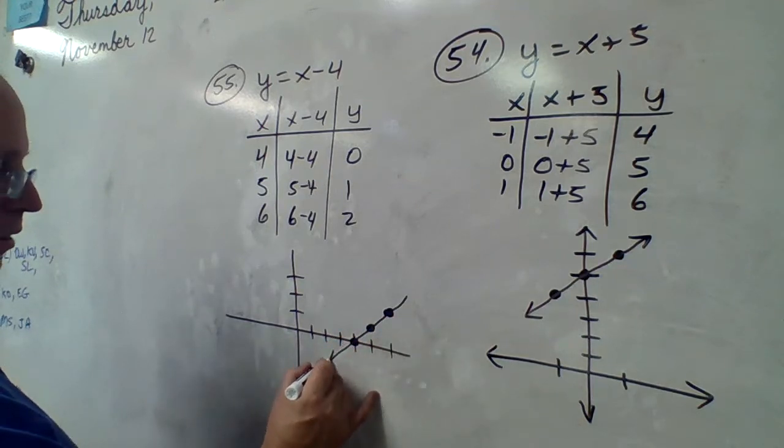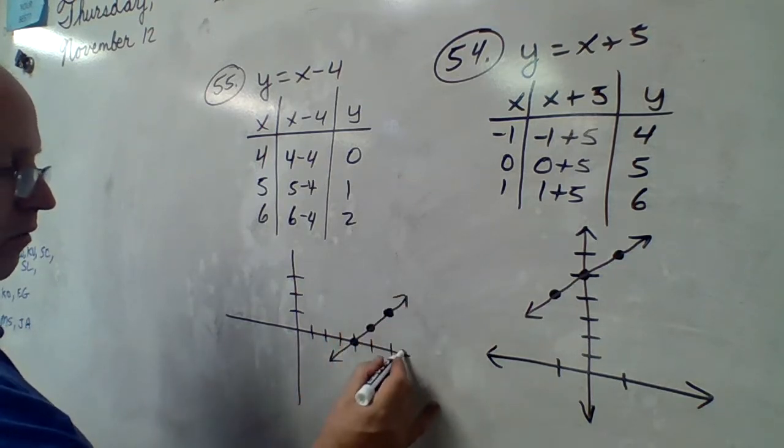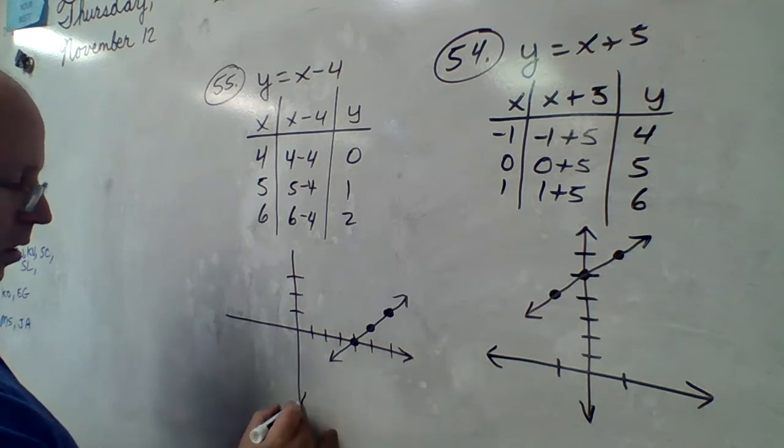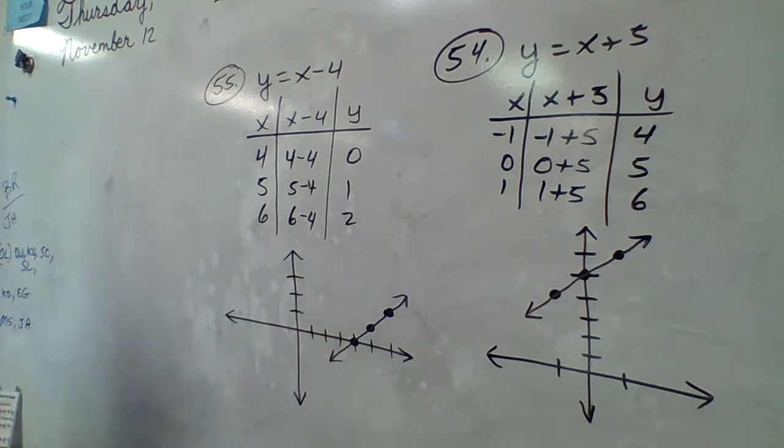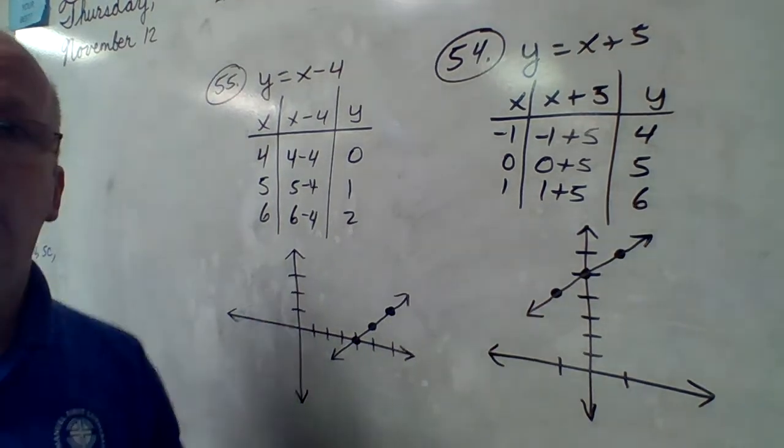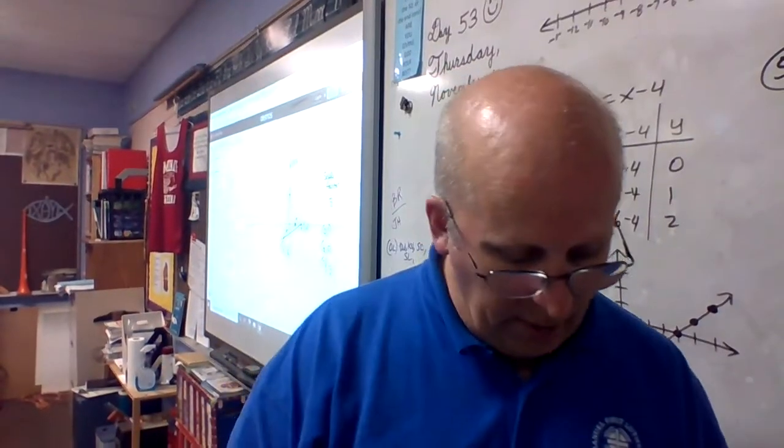Put a cute little line through it. Arrowheads on each end. There we go. That's 55.